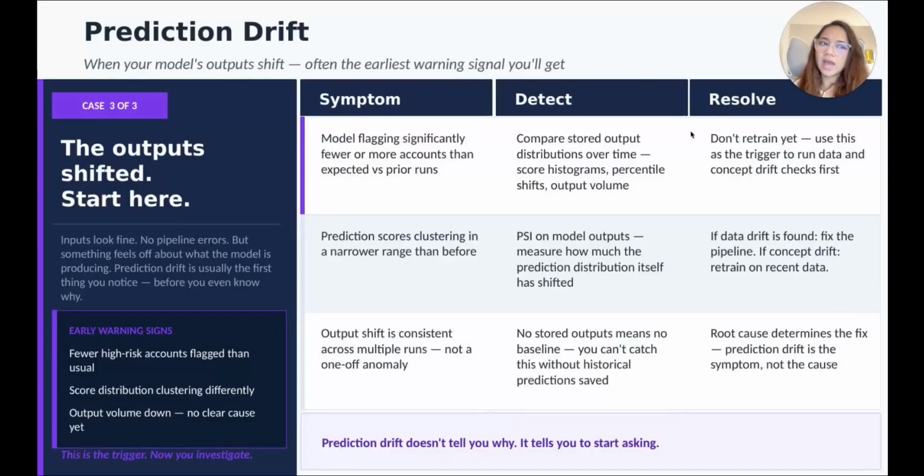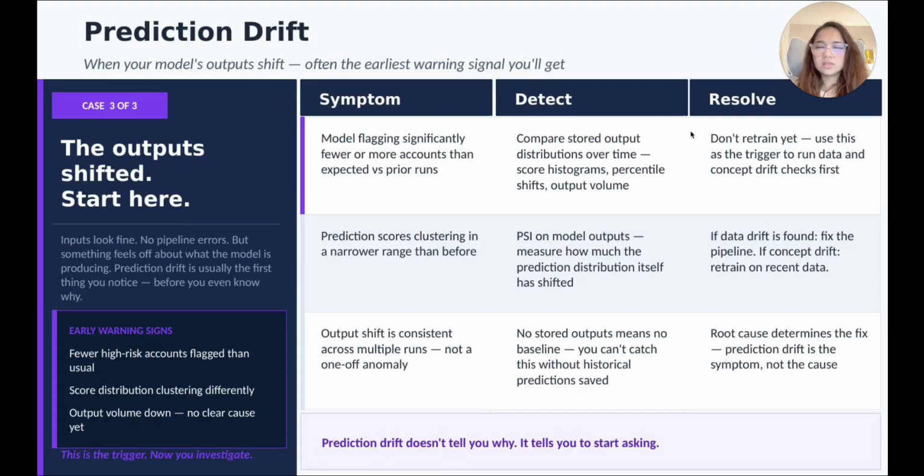So, we've covered what happens when the data going in changes and what happens when the world changes around your model. Now, the third type, and honestly, this is often the first one you'll actually notice in practice, is prediction drift. Prediction drift is when your model's output distribution itself starts shifting. In our churn example, maybe the model used to flag around 30% of accounts as high risk every month. Then you check one month and it's flagging 8%. You run your input checks, distributions look fine, no pipeline errors, no alerts, but the outputs just don't look the same as they used to.